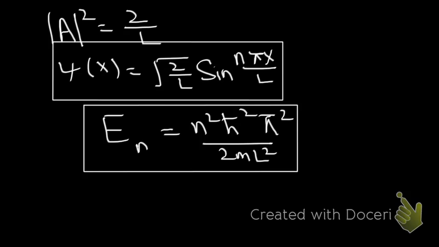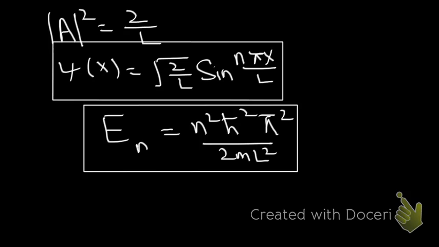Technically we are done with the problem, but now let's interpret these things. The time independent Schrodinger equation has delivered an infinite set of solutions, because n can go from 1 to infinity, and so we'll have an infinite number of solutions.